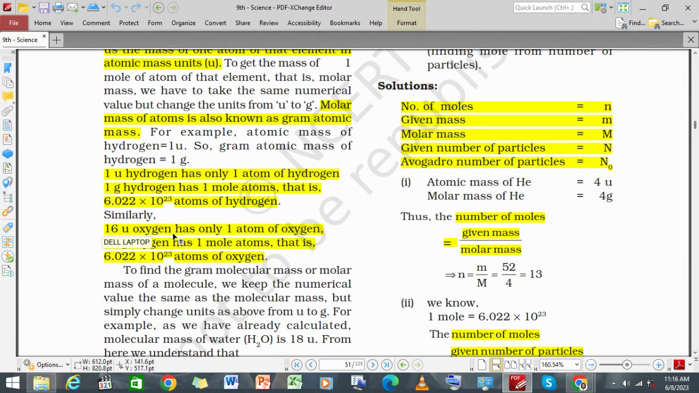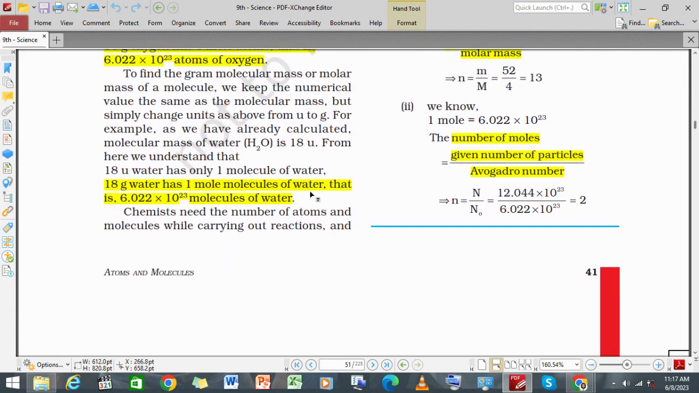Similarly, for 16 u, oxygen has 1 atom of oxygen. The atom is the same because the atomic mass unit has been given as 16. 1 atom of oxygen has a mass of 16 u, but when we convert it into grams, it will be 16 grams, because there is no difference between the atomic mass unit and the gram atomic mass. Now, 16 grams of oxygen will have 1 mole of atoms, which is equal to 6.022 × 10^23 atoms of oxygen. That means 16 grams is equal to 6.022 × 10^23 atoms of oxygen.